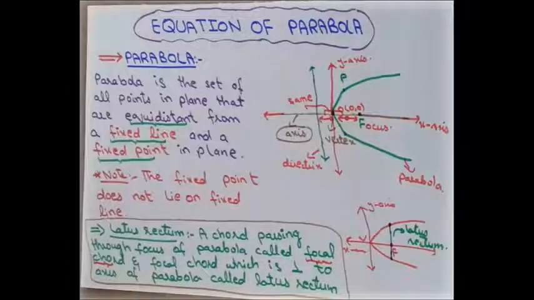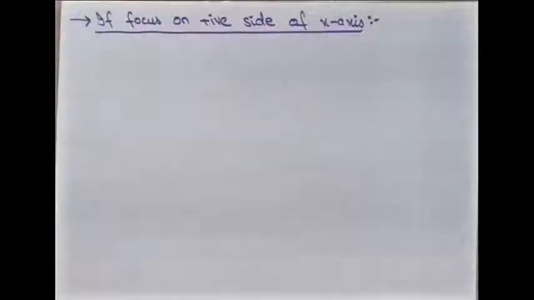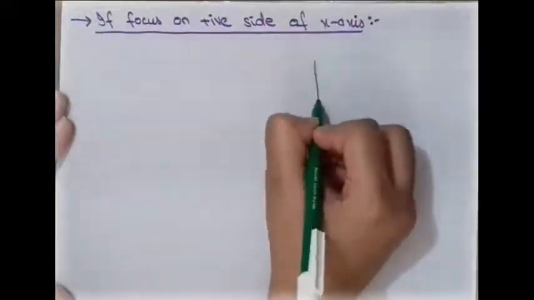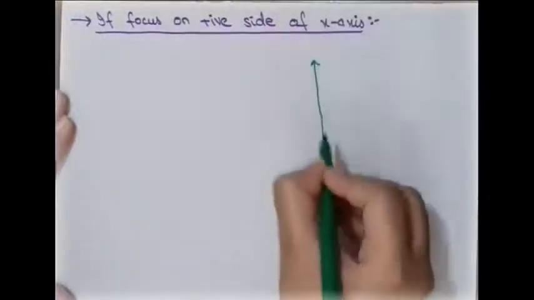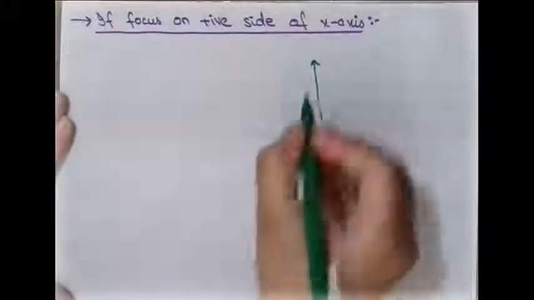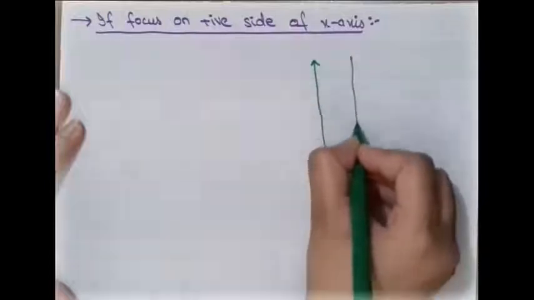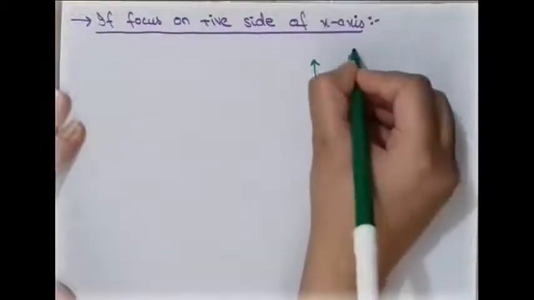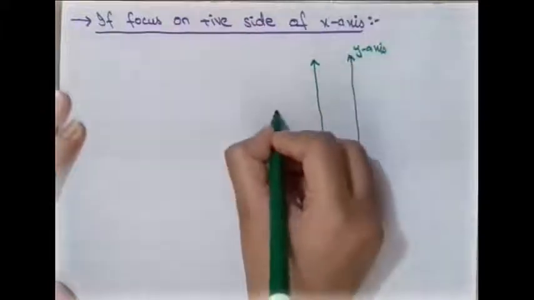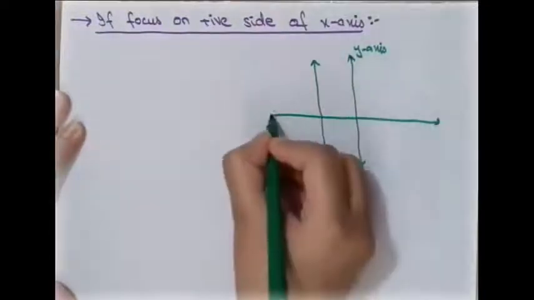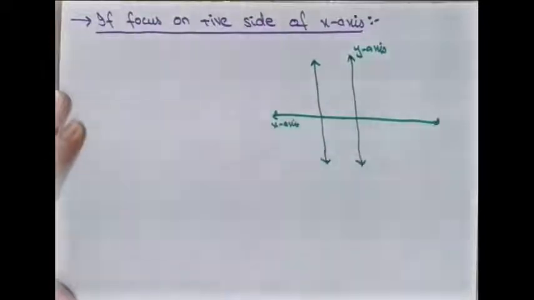So now it's time to move on to the main objective of this video, which is to find the equation of a parabola, that is, to find the standard equations of parabolas. Now we are discussing how to derive the equation of a parabola when the focus is on the positive side of the x-axis. We already discussed the parabola in a very detailed way, so we just have to derive the equation. This straight line is supposed to be the y-axis, and here is the x-axis.